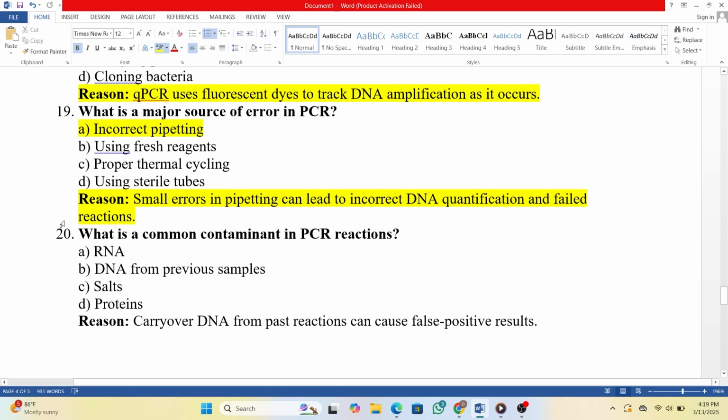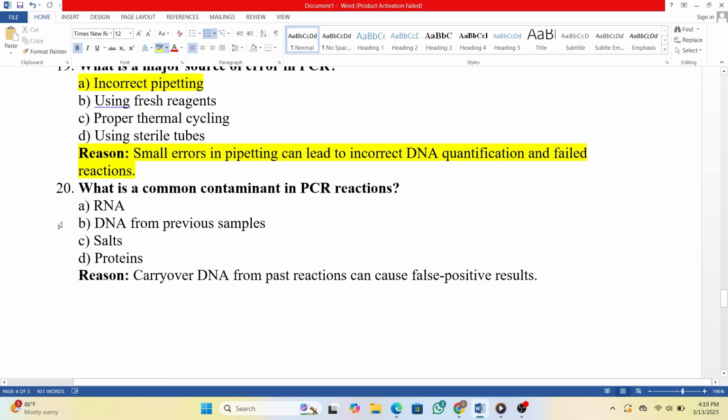20. What is a common contaminant in PCR reactions? A. RNA. B. DNA from previous samples. C. Salts. D. Proteins. Answer: B. DNA from previous samples. Reason: carryover DNA from past reactions can cause false positive results.